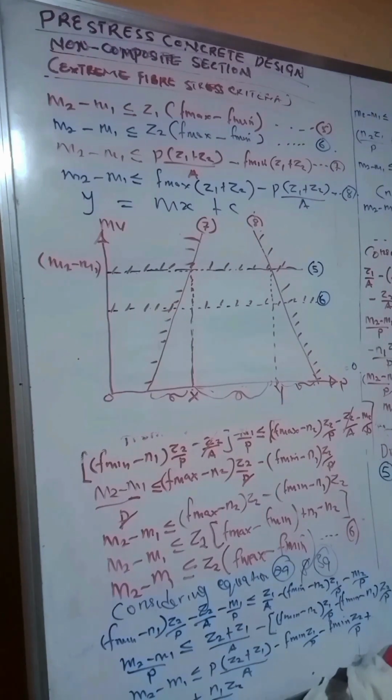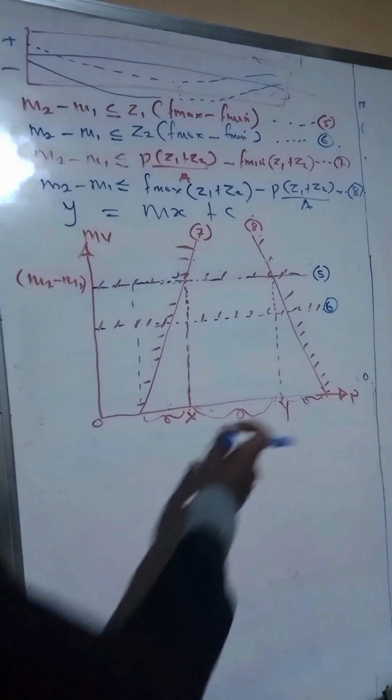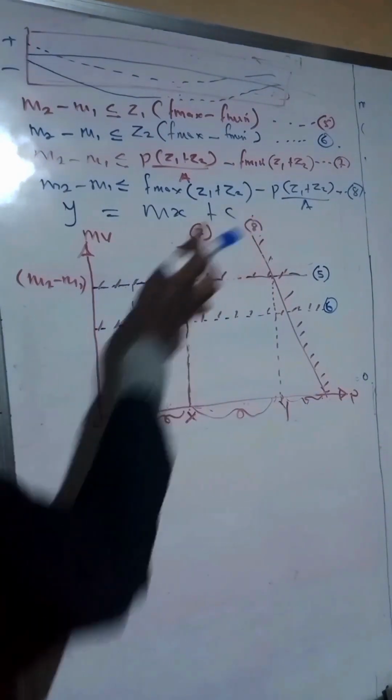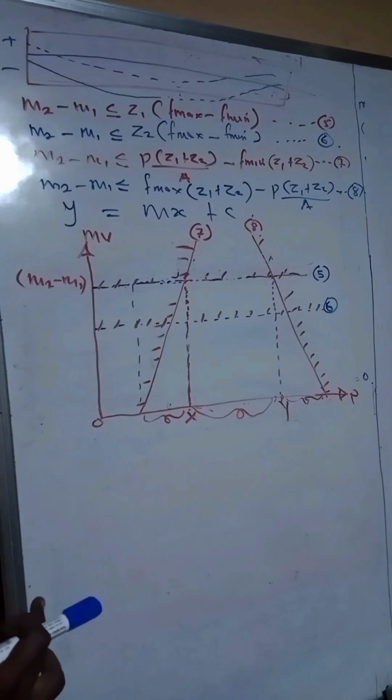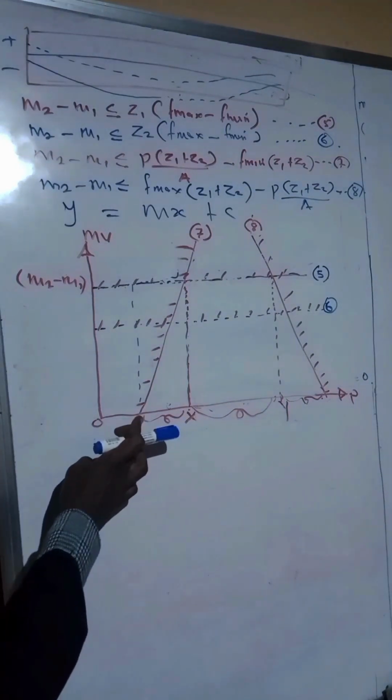Now, having gotten this graph, we need to find out what X and Y represent. We need to derive an equation for X and Y. If we have that equation for X and Y, we will be able to solve for P. That X and Y represent what we call the economic solution to the pre-stressing force. Now, looking at equation 7 and equation 8, it is obvious from the graph that they represent the lower and the upper limit of the pre-stressing forces.